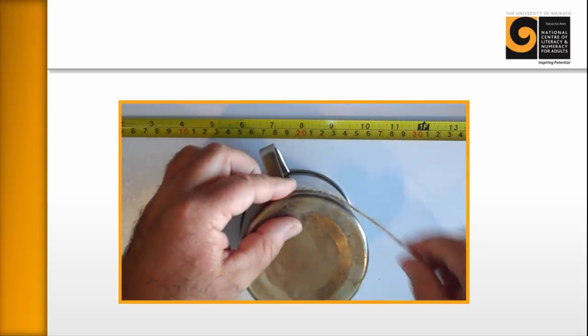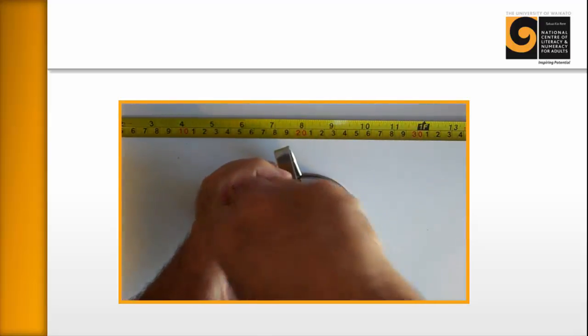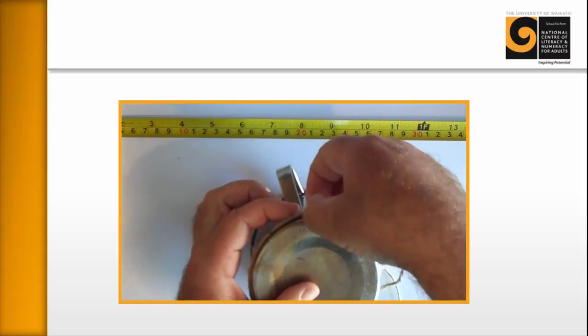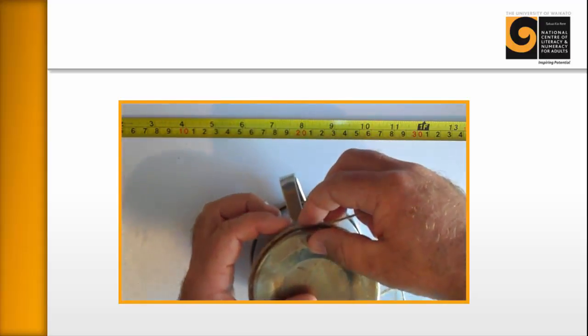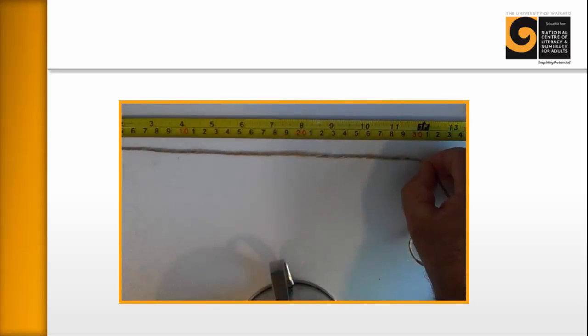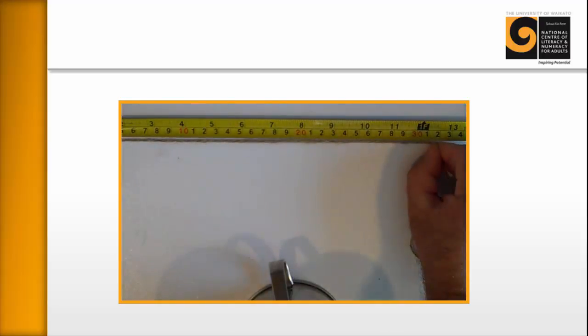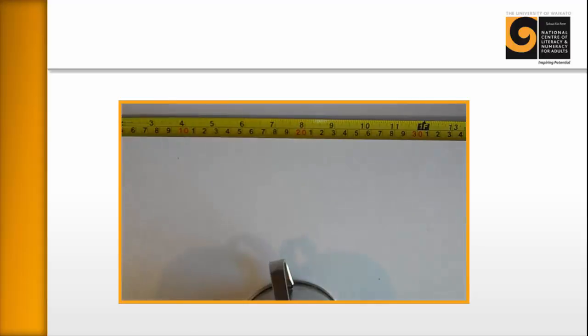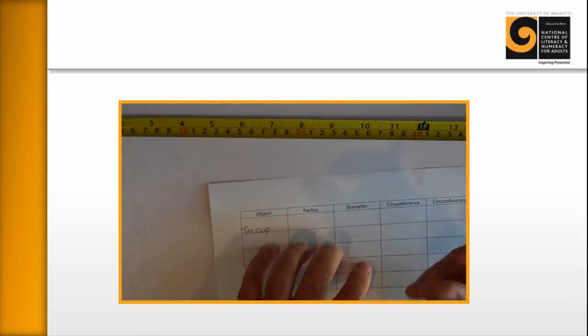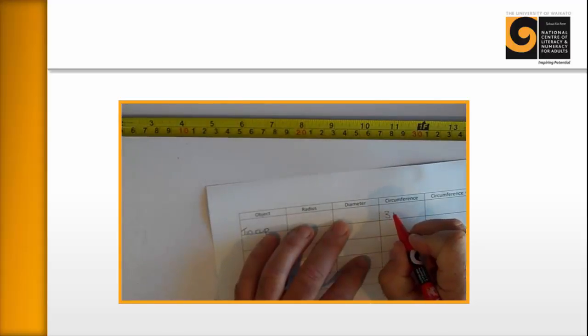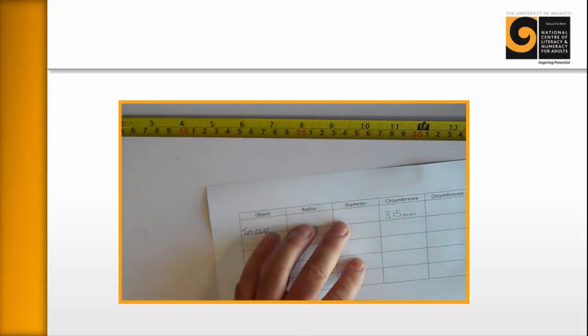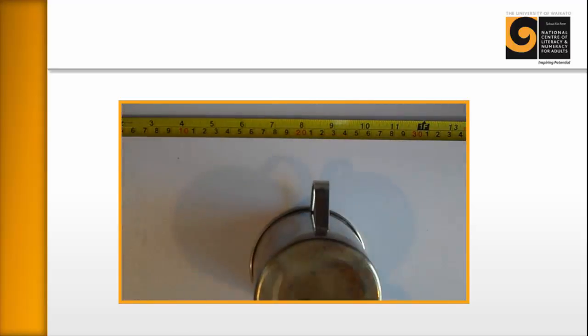Using a piece of string, which is often easiest, you can just measure an approximation, and why it only needs to be an approximation is going to become clear soon. And just getting the learners to then measure that string against the measuring tape. And there you can see that it's 315 millimeters. And then having the learners write it in: 315 millimeters. And then moving on to the other two columns, diameter and radius.